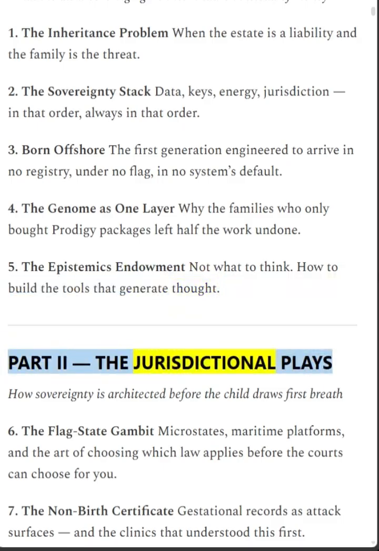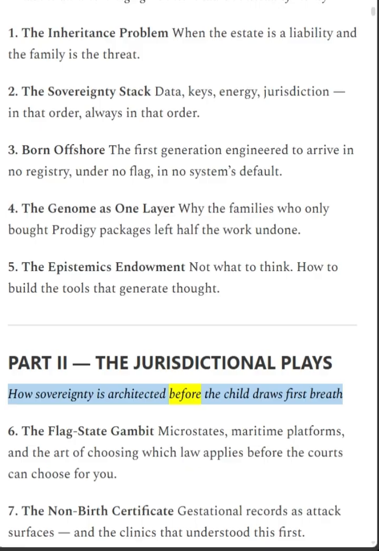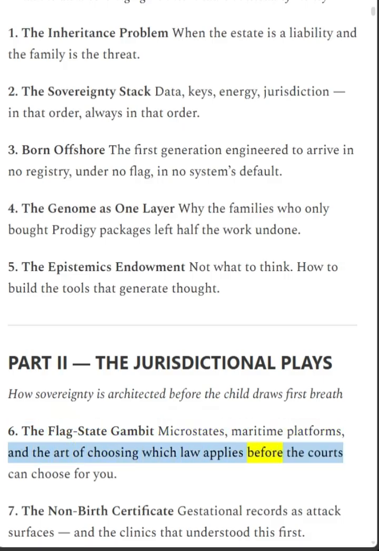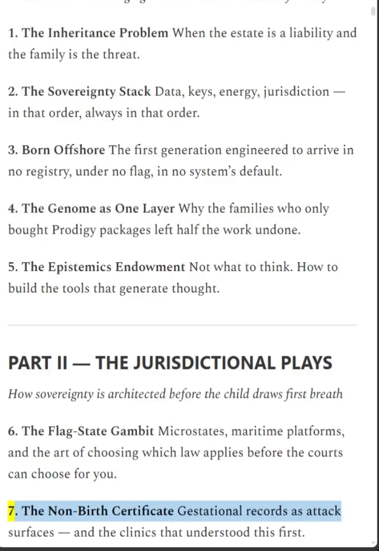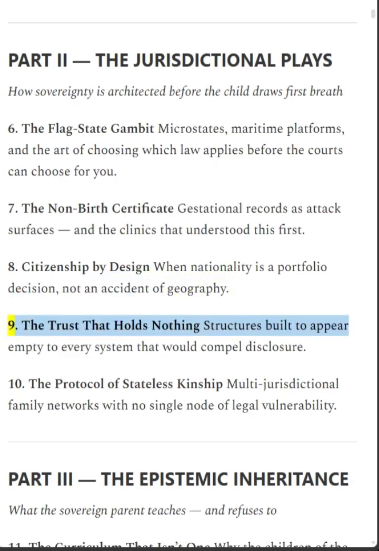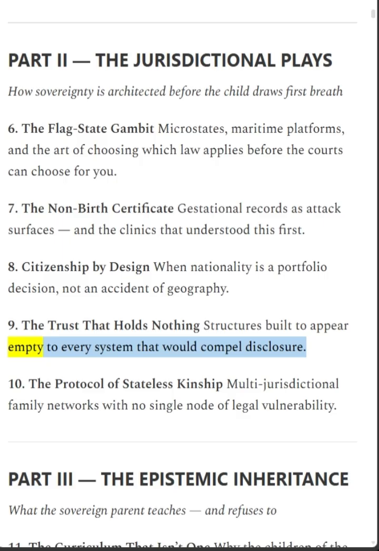Part 2, The Jurisdictional Plays. How sovereignty is architected before the child draws first breath. 6. The flag state gambit: microstates, maritime platforms, and the art of choosing which law applies before the courts can choose for you. 7. The non-birth certificate: gestational records as attack surfaces, and the clinics that understood this first. 8. Citizenship by design: when nationality is a portfolio decision, not an accident of geography. 9. The trust that holds nothing: structures built to appear empty to every system that would compel disclosure. 10. The protocol of stateless kinship: multi-jurisdictional family networks with no single node of legal vulnerability.